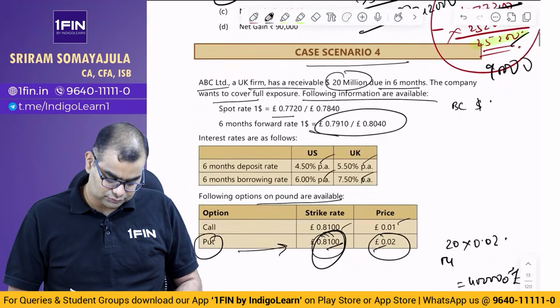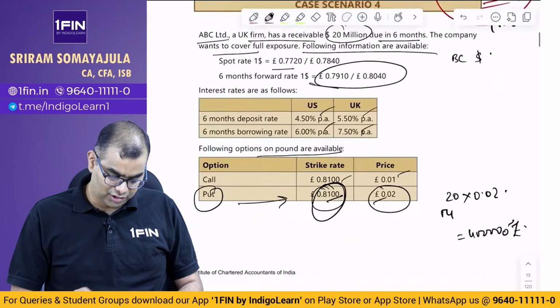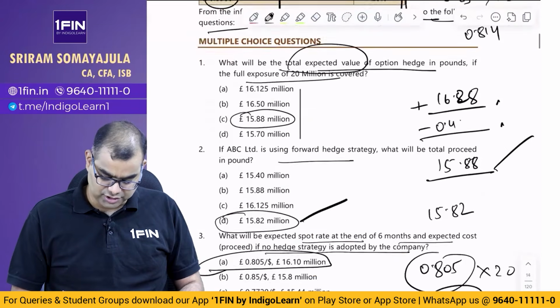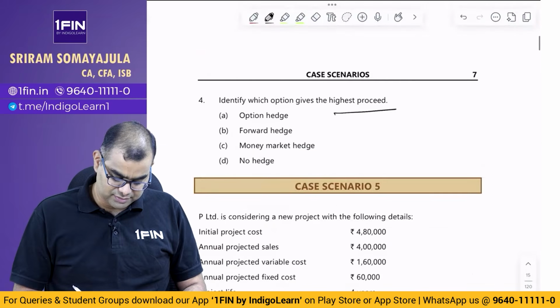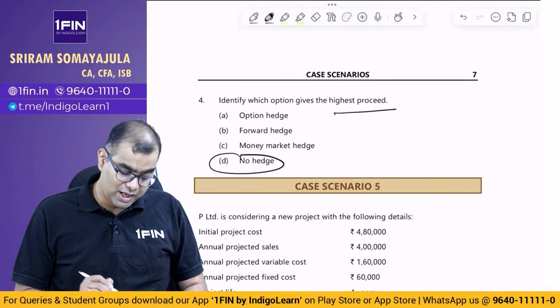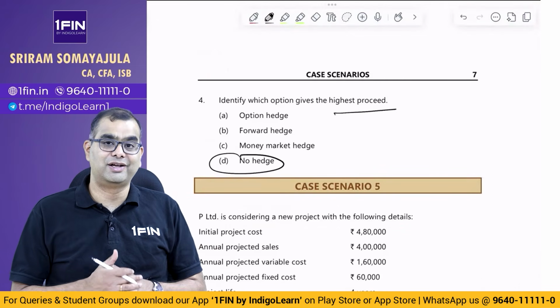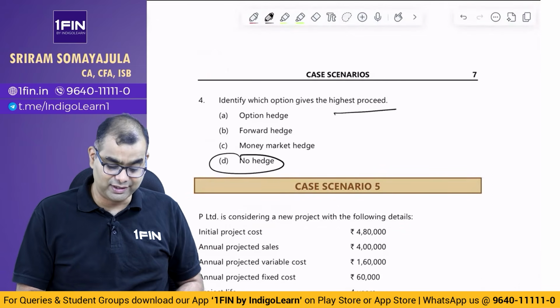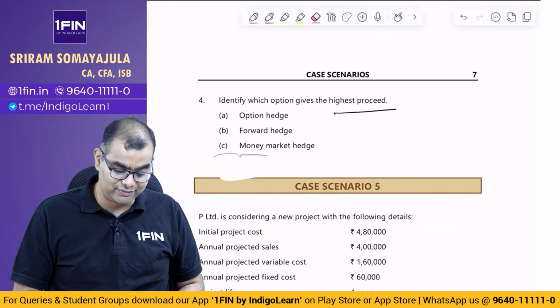You only need option, forward and no hedge. So for 16.1, the best answer is no hedge. Don't do any. But we haven't checked the money market hedge yet. If the money market hedge gives you a better rate, then you can consider it. That is why they have given the interest rates.